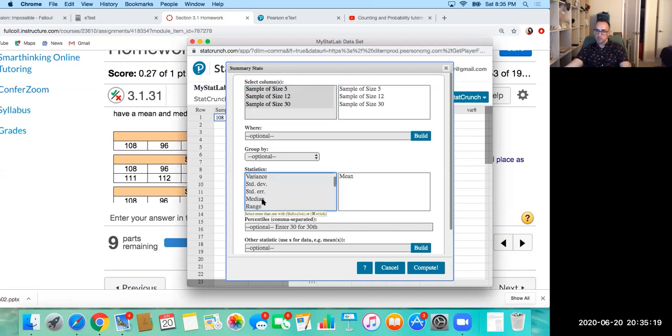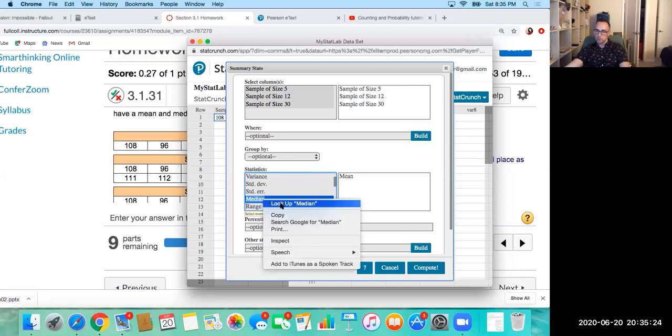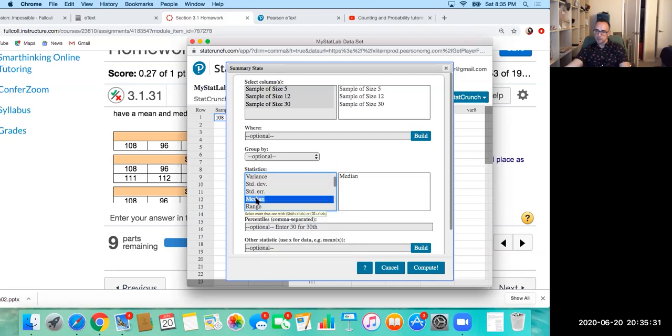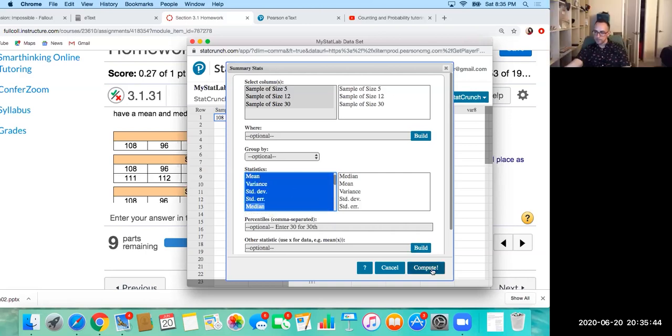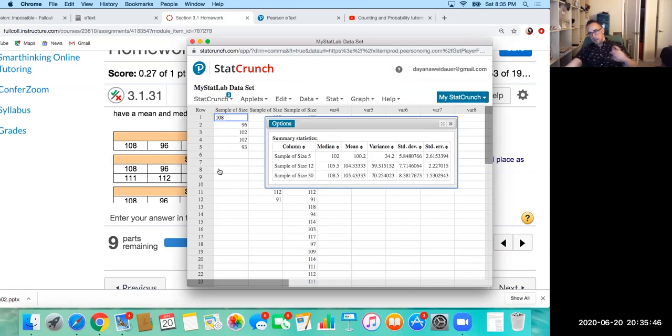Is there any way to select just the median and the mean? Let me see if I can. If I press Control, no. How do I select it? It doesn't let me select 2 unless I press Shift. If I press Shift, then it selects those. Press Compute, and it gives me the summary statistics for those 3 columns.